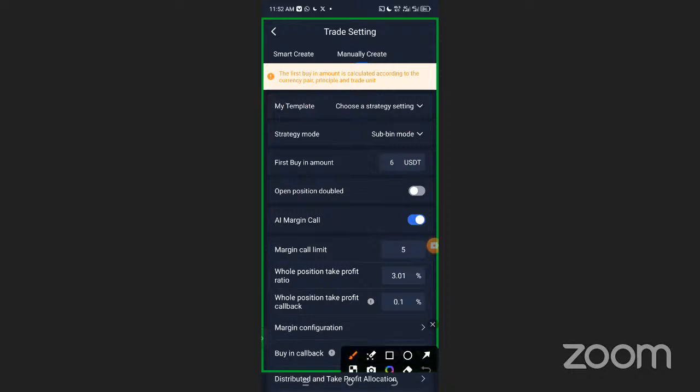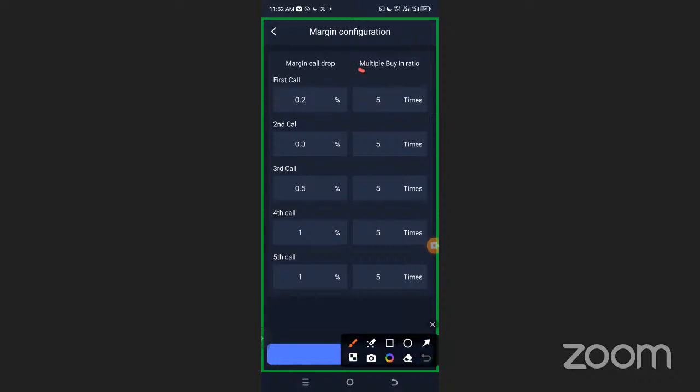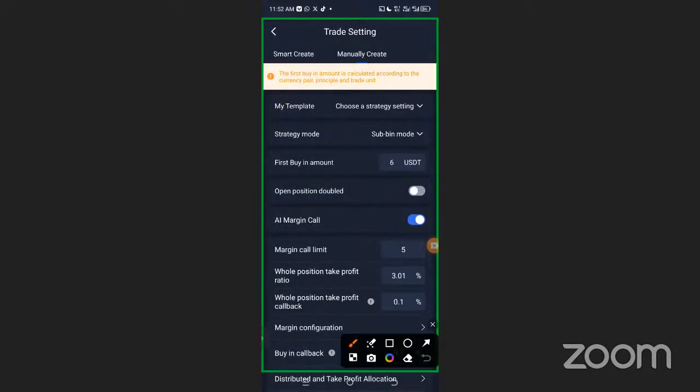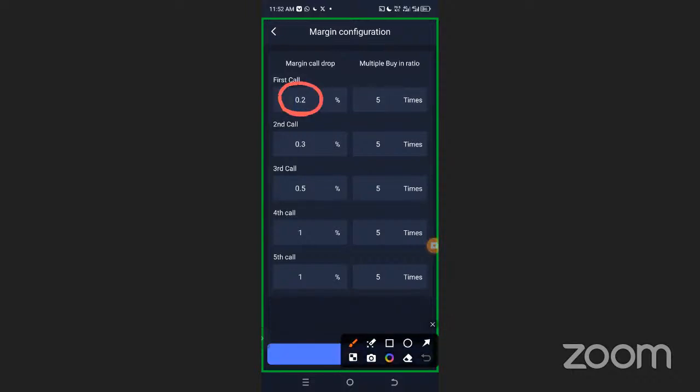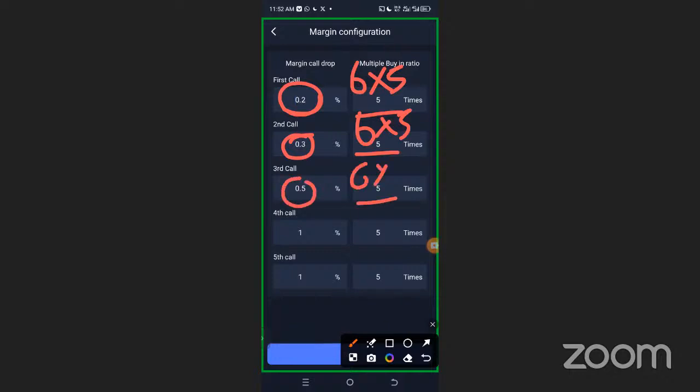Now, if you calculate 60, the robot is buying 5 times, but it is multiple. The robot multiplies the figure you have put here times your first buy in amount. That's why we changed it. When the market drops by 0.2, the robot is going to buy 5 times, and if it drops by 0.3, the robot is again buying 5 times, which is 6 times 5.